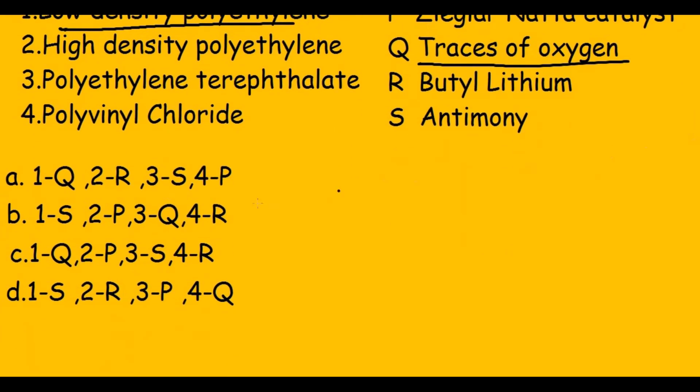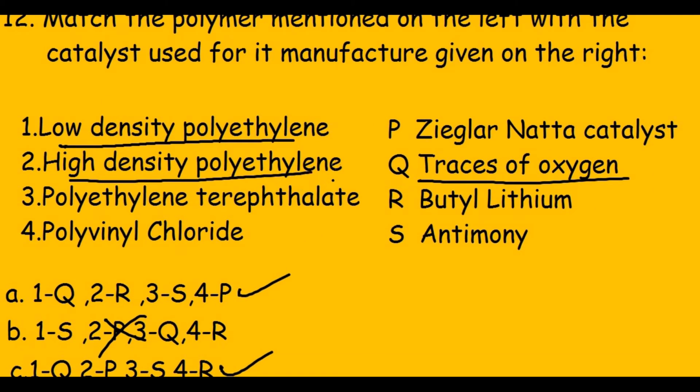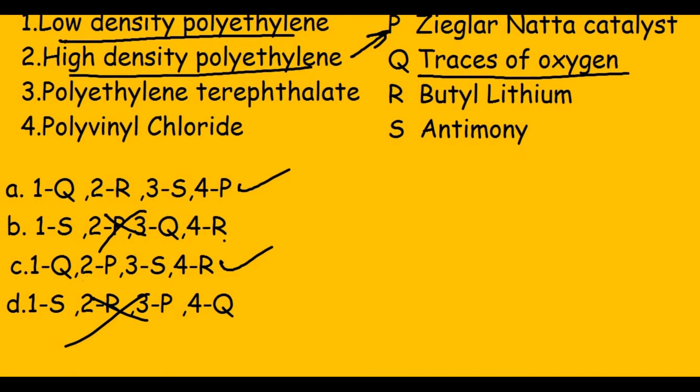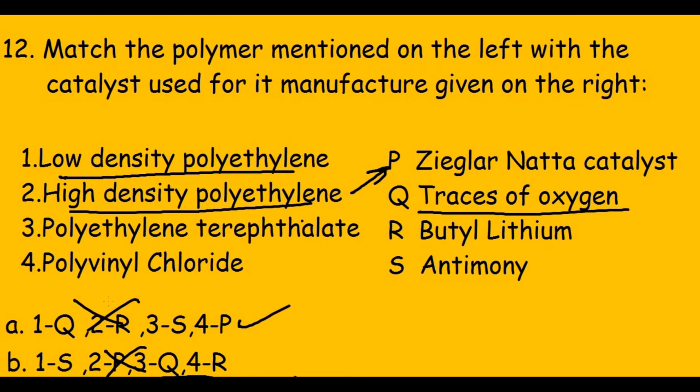Now let's try to eliminate the options. So this can be true, this can be true. These are false. So now we will try to solve one more. High density polyethylene requires Ziegler-Natta catalyst. 2 is P. So 2P is option C. So this one will be correct. This is wrong. Notice how again we just solved the entire thing knowing 2 correct, and for the rest we don't even have to care to solve the entire thing. But we will solve it anyways.